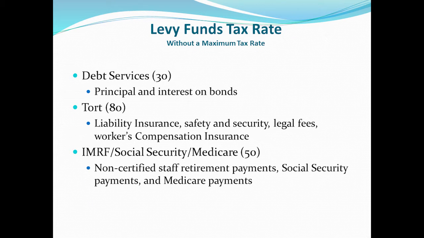Now we have three funds that do not have a max rate, but they're very, very specific on what can be paid for out of them. And they're very specific in order to protect our taxpayers. So the debt services fund is our bond and interest payments. That one is determined by when we sell bonds, we go out for referendum for bonds, things like that. The taxpayers have really already voted or put their voice out in regards to those. So that is at whatever level is needed to pay the payment at this point in time for this year.